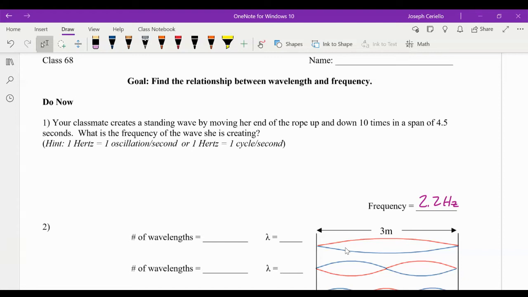Folks, looking at class 68, our goal is to find the relationship between wavelength and frequency. So, a little situation here: your classmate creates a standing wave by moving her hand up and down 10 times in a span of 4.5 seconds. What is the frequency of the wave she is creating?